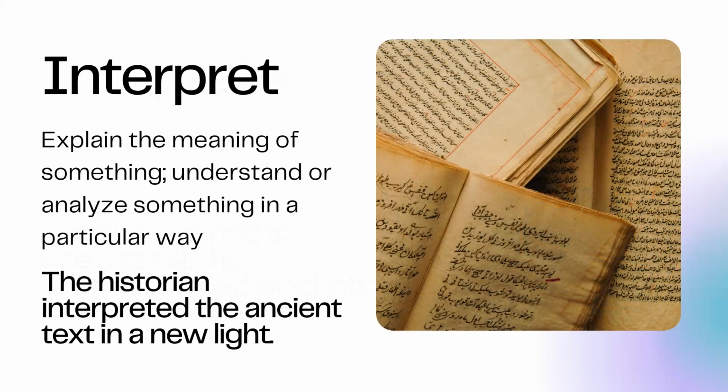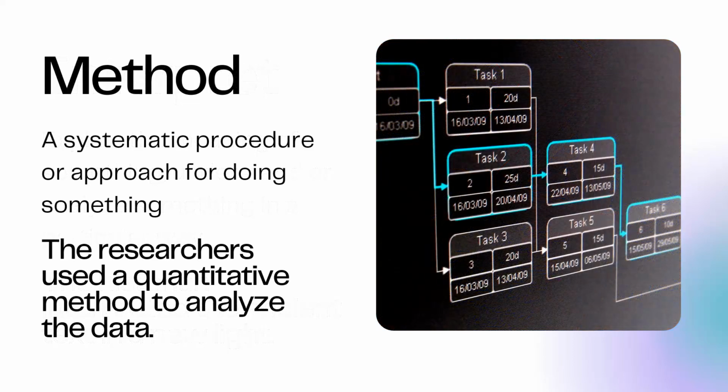Interpret: explain the meaning of something, understand or analyze something in a particular way. The historian interpreted the ancient text in a new light. Method: a systematic procedure or approach for doing something. The researchers used a quantitative method to analyze the data.